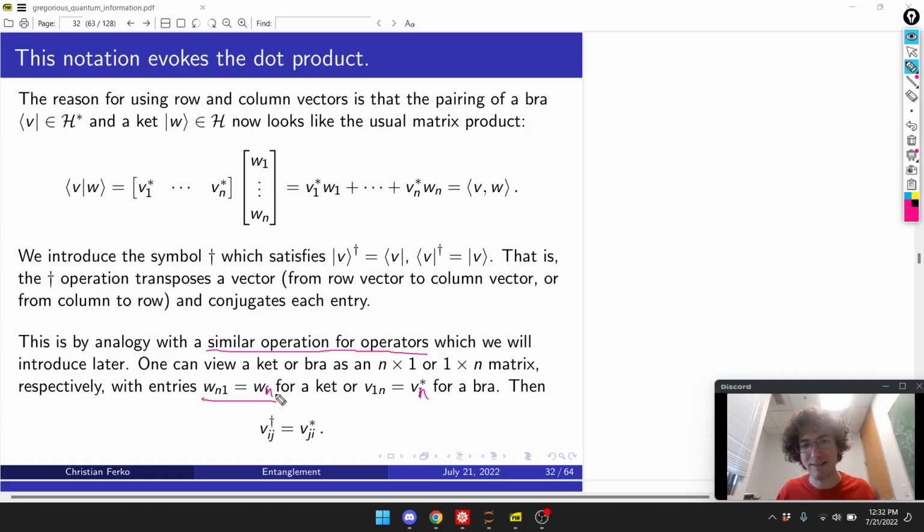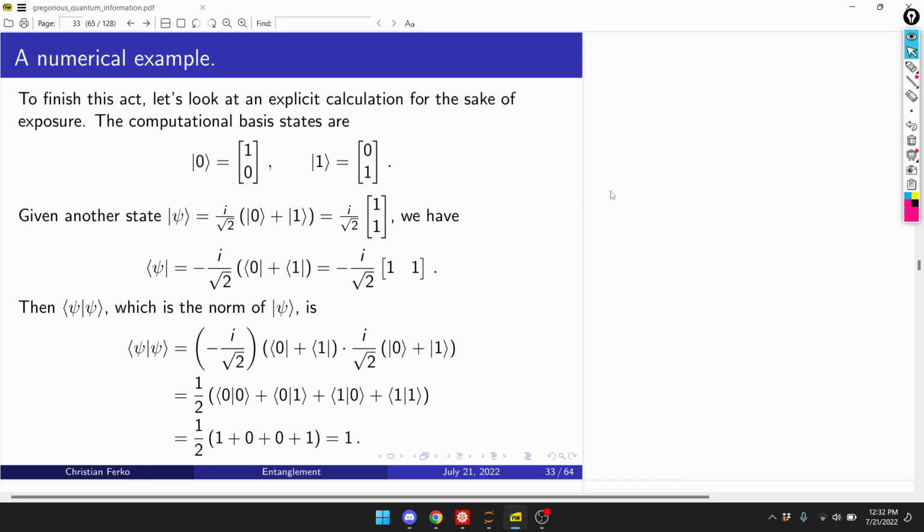Okay, so that's why we introduce this notation. It'll be nice when we have operators because the same procedure will apply to operators. Okay, these are bras and kets. Now finally, to finish this act before moving on, I will beat the dead horse one more time and very explicitly show a calculation. So again, let's go to the computational basis for the qubit. The states are 0 ket, which is this guy, and 1 ket, which is this guy.